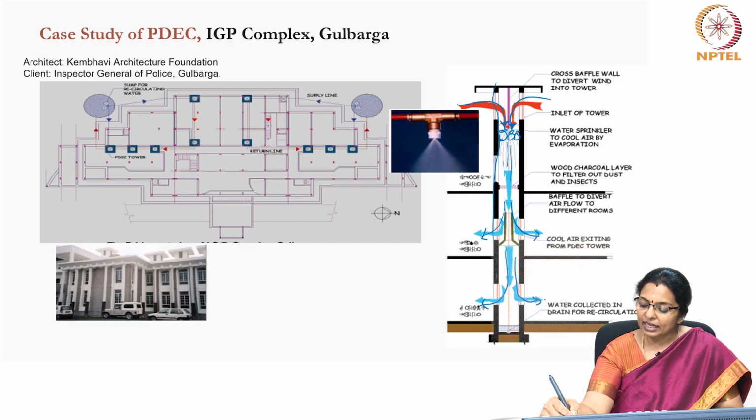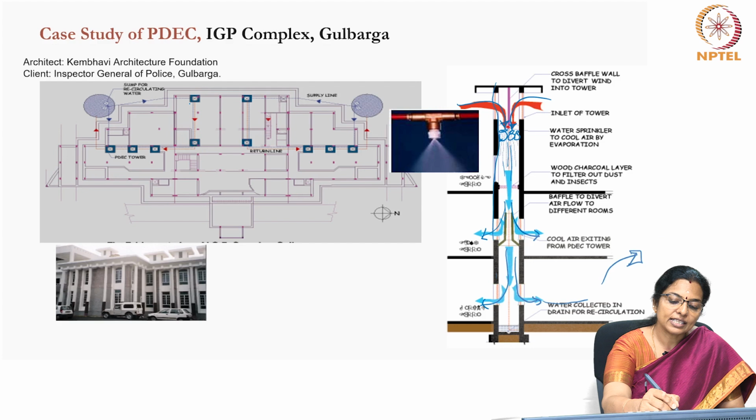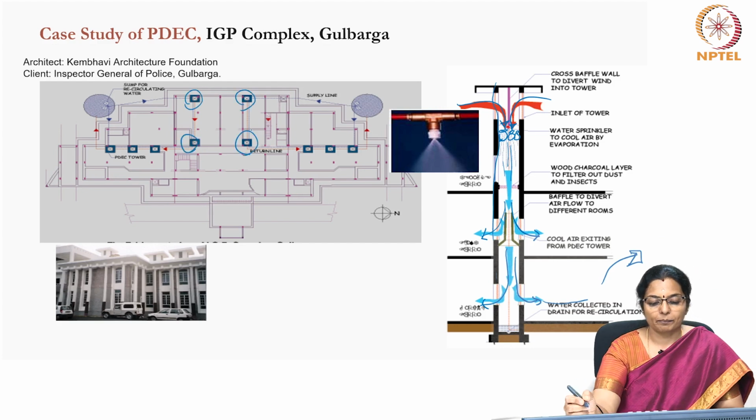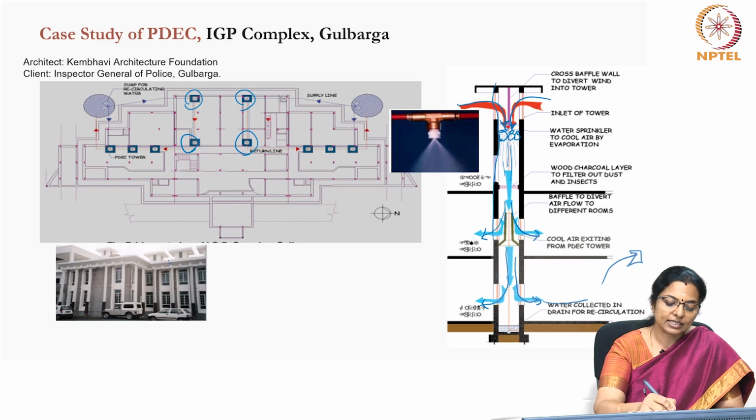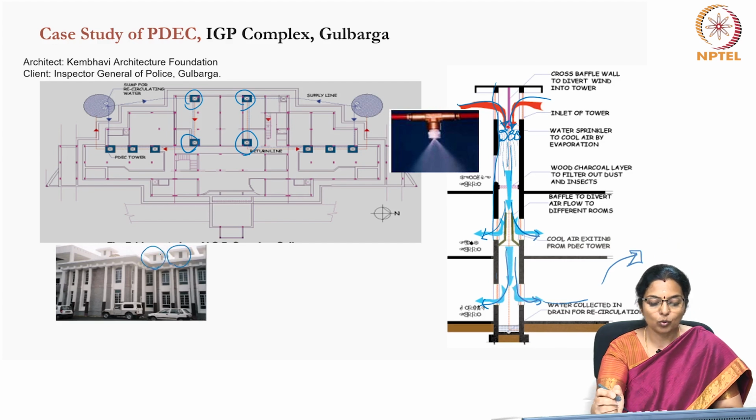Of course, when this cool air enters, it replaces the warm air, and there has to be an outlet for the warm air to leave the building. So, the IGP complex at Gulbarga has used the passive downdraft evaporative cooling technique, and you can see in the plan the towers for PDEC. There are about 10 of them, and you can see this in the view also.